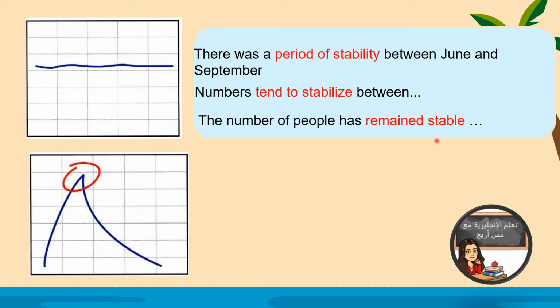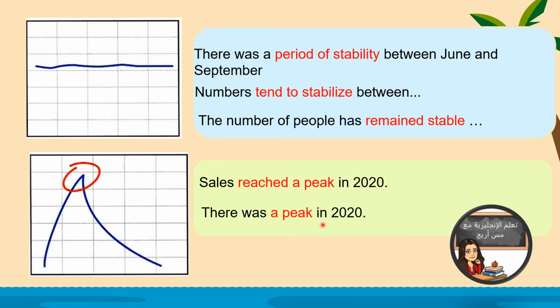Now in another shape, as you can see, this looks like a peak of a mountain. It's like a top of a mountain. So I would say sales reached a peak in, and then I mention the year here. So it reached a peak in 2020, for example. I can also say there was a peak in 2020 in the number of sales, for example, etc. So reached a peak or there was a peak.